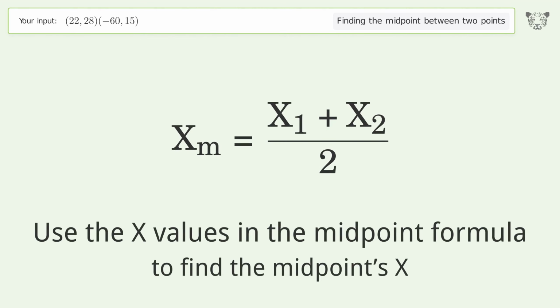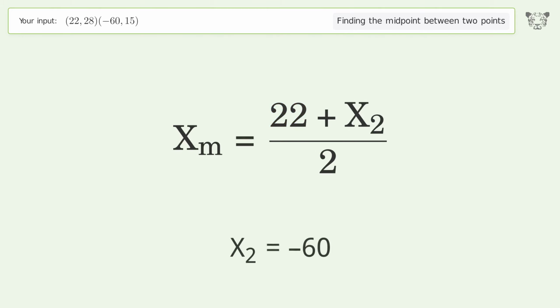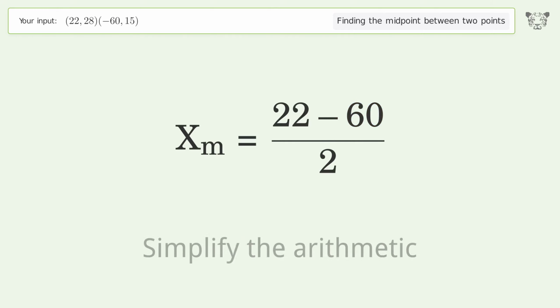Use the x values in the midpoint formula to find the midpoint's x. x1 equals 22. x2 equals negative 60. Simplify the arithmetic.